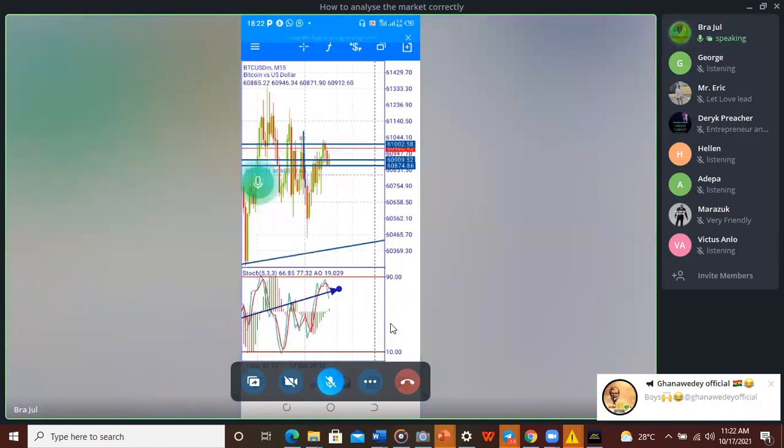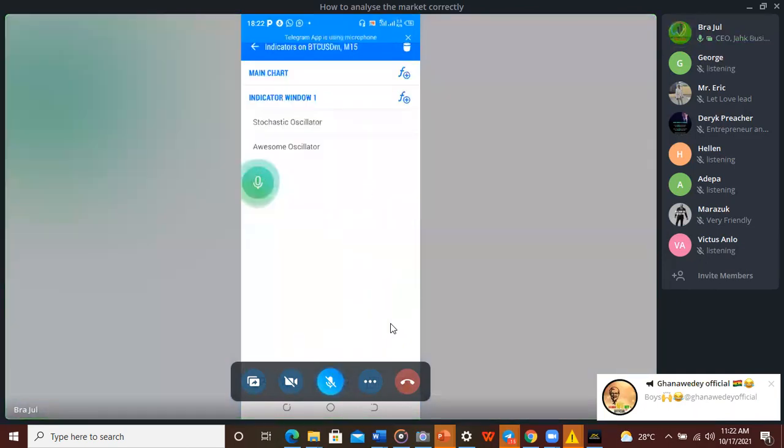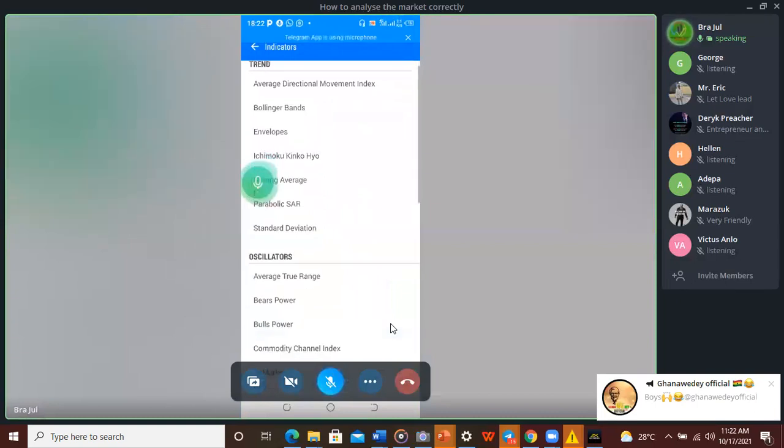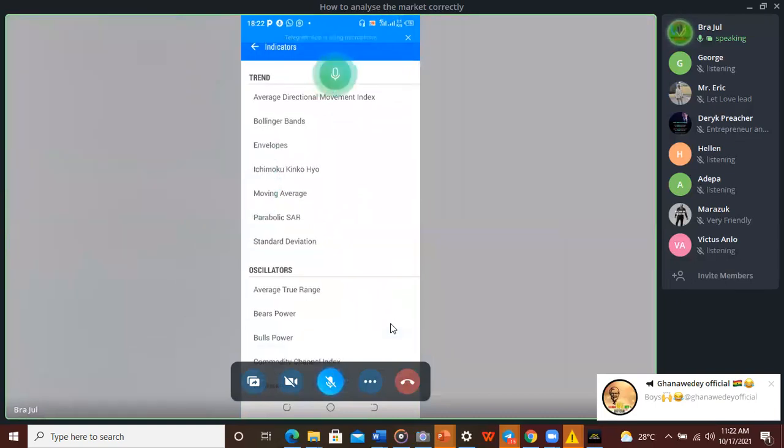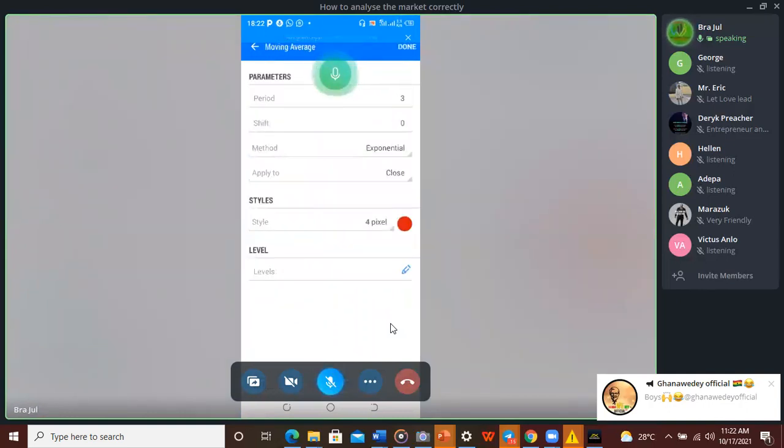So let's tap on the F. Now we'll add the main chart. So we go to the main chart. Then under the trend, we look for moving average. We count 1, 2, 3, 4, 5. Moving average is there. So the first one is the 3-period moving average. I think it's already on my screen. If you are setting it, you set the period to 3, then the method is exponential. The style you can change based on your own preference, whether it should be big or small, and the colors you use for each of them will depend on your own preference.